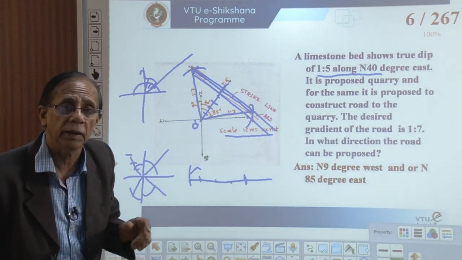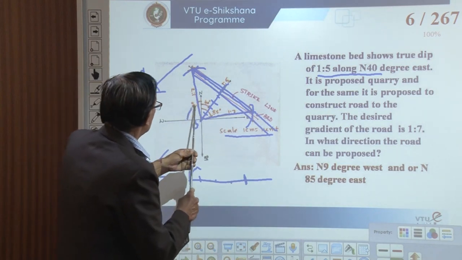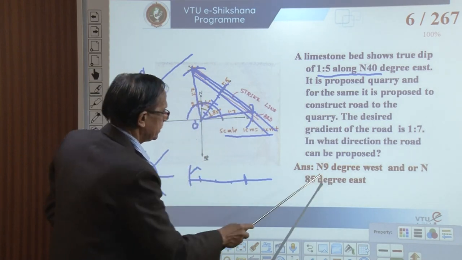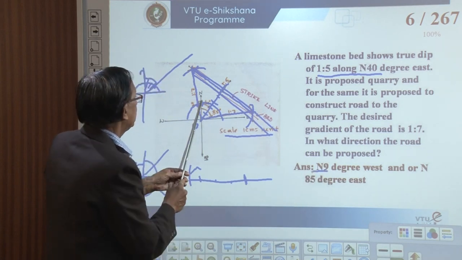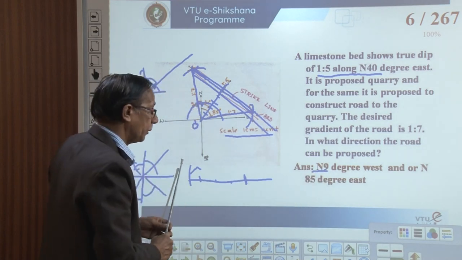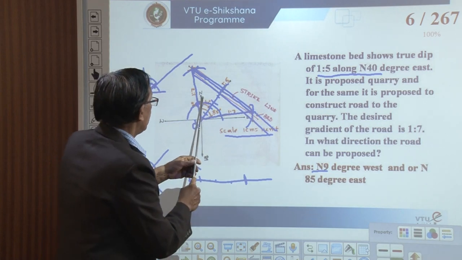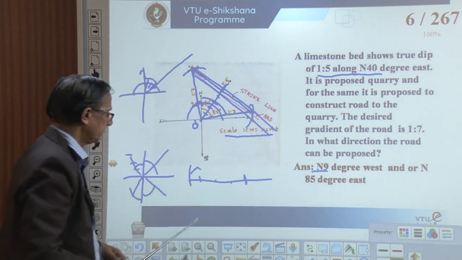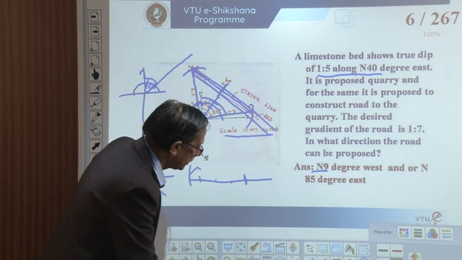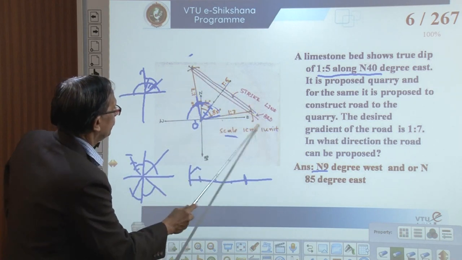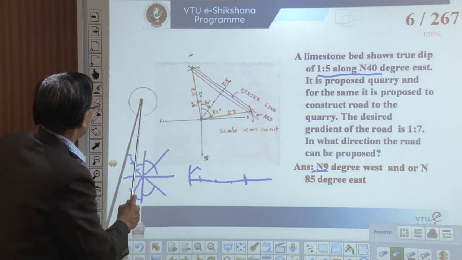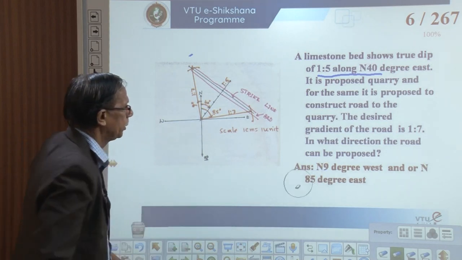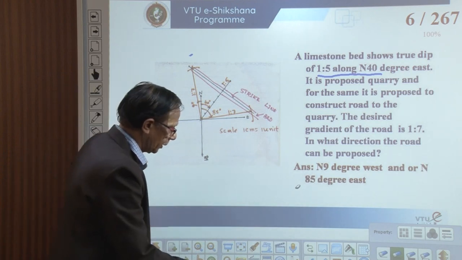Now, I have to find the direction. Again, keep the compass here and find this angle. In my case, it is north 9 degrees west, or from north, north 85 degrees east. This is the desired answer. But it is for the examination point, may be fine, but that is not adequate.